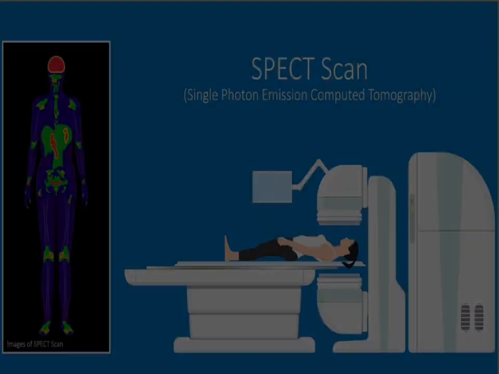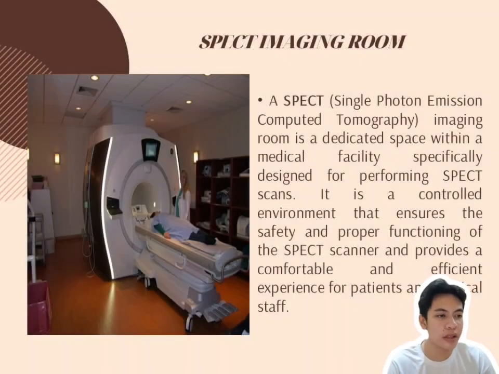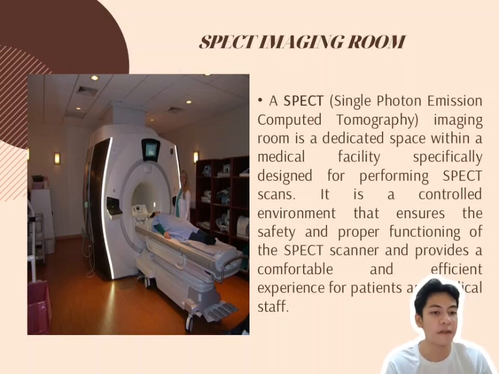Room design and dimension for SPECT scan. SPECT imaging room. A SPECT, or single photon emission computed tomography, imaging room is a dedicated space within a medical facility specifically designed for performing SPECT scans. It is a controlled environment that ensures the safety and proper functioning of the SPECT scanner and provides a comfortable and efficient experience for patients and medical staff.